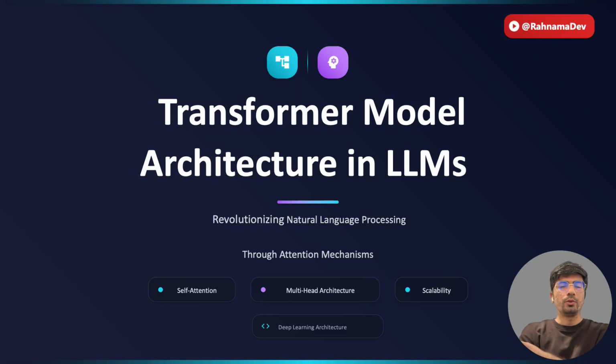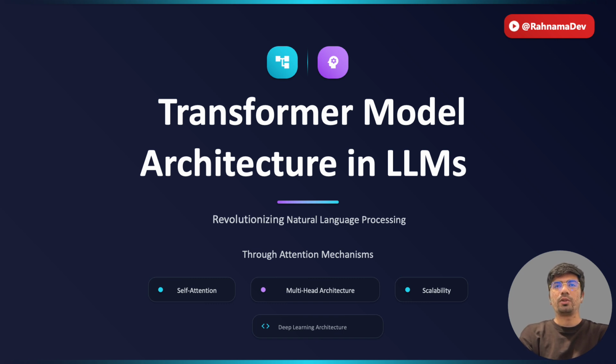Welcome, everyone. Today, we are diving deep into one of the most revolutionary architectures in artificial intelligence, transformers. You might recognize this architecture as the foundation behind ChatGPT, BERT, and most modern large language models that are transforming how we interact with technology. The transformer model has completely revolutionized natural language processing since its introduction in 2017. What makes it so special?